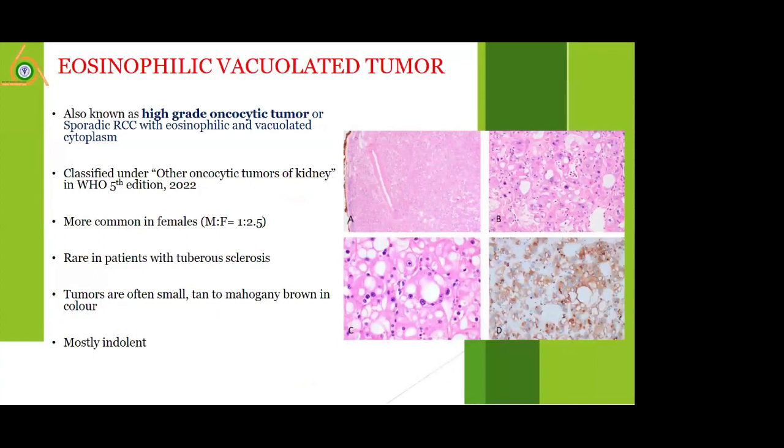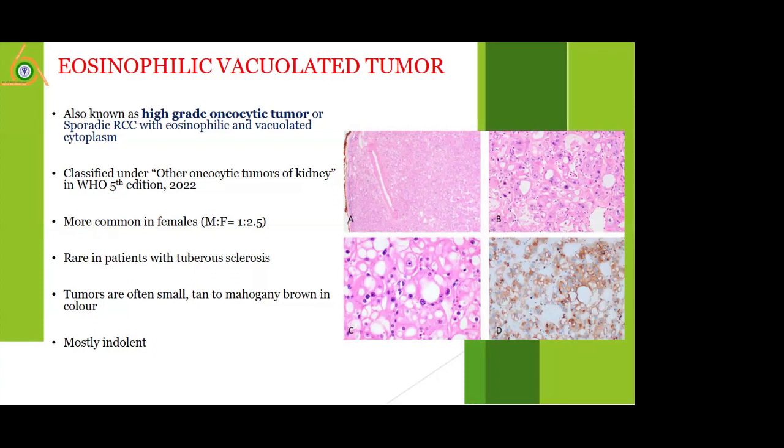So this is a high-grade oncocytic tumor. Again, oncocytic, but as compared to LOT or oncocytoma, these are high-grade. It means you will have nuclear features amounting to grade 3 or 4. You will have prominent nucleoli and big nuclei. So basically high-grade nuclear features coupled with cytoplasmic vacuolation, a single vacuole in the cell and high-grade nuclei.